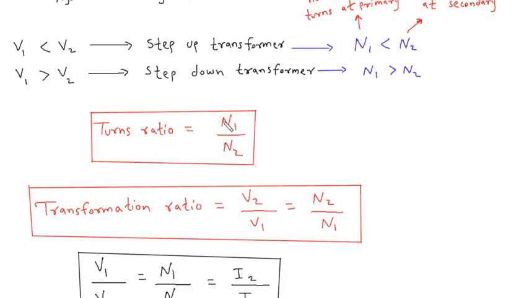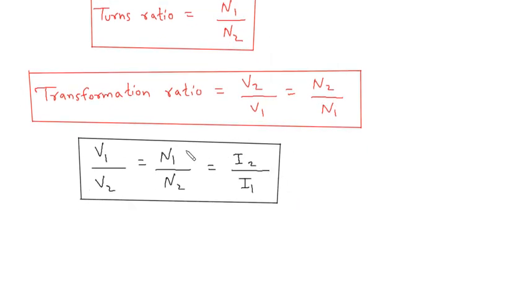Turns ratio is equal to number of turns at primary upon number of turns at secondary, and transformation ratio is equal to secondary voltage upon primary voltage is equal to number of turns at secondary upon number of turns at primary. This is also one more formula for transformer. V1 by V2 is equal to N1 by N2 is equal to I2 by I1.